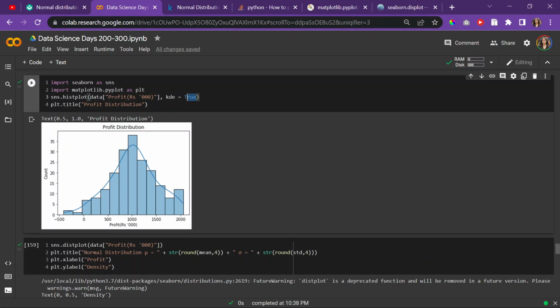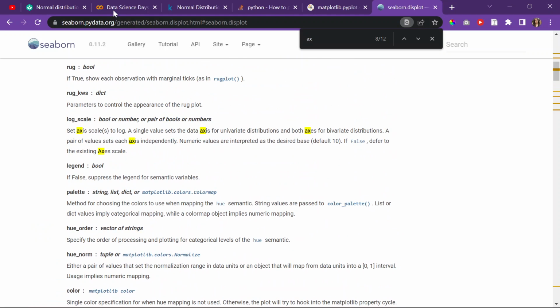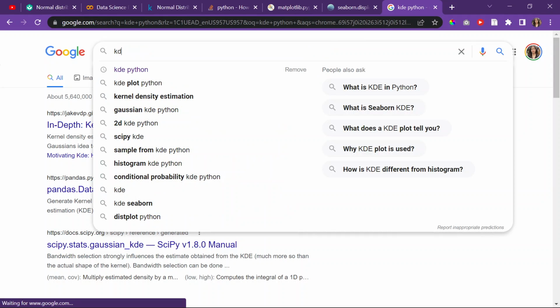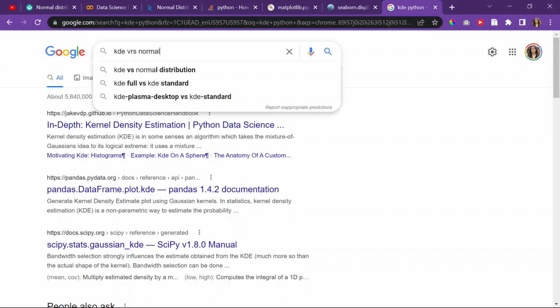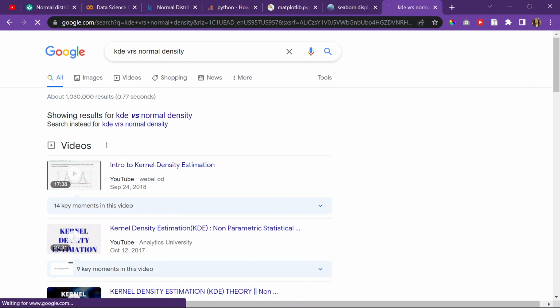So this is what we're basically looking at, the difference between the histplot with the curve and then me actually plotting the probability density function. So KDE is a kernel density estimation. So what's the difference between kernel density estimation, KDE, versus just density, or normal density? Let's refer to, maybe they'll understand what I'm trying to say.